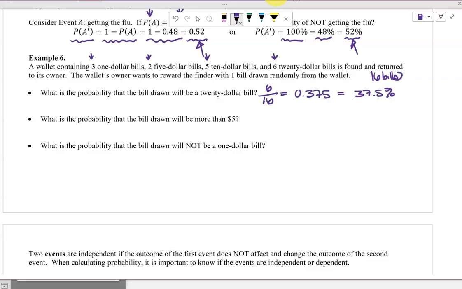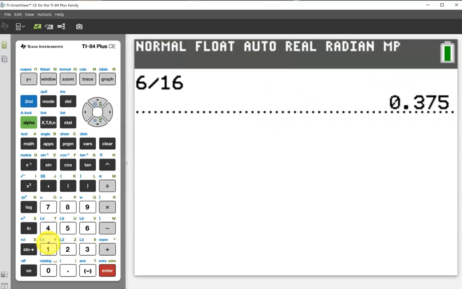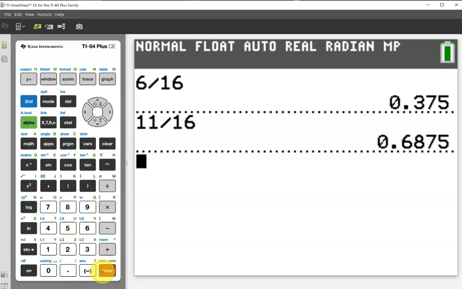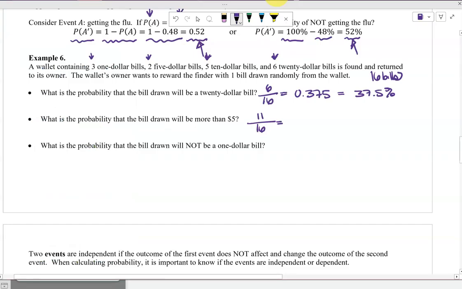Okay, what's the probability that the bill drawn will be more than $5? More than $5 means the $10 bills and the $20 bills. Those are the ones that are more than $5. So I've got 5 $10 bills and 6 $20 bills. So that's 11 out of 16. Put that into your calculator. And we have 0.6875. And as a percent, scoot this over 2 places, so 68.75%.